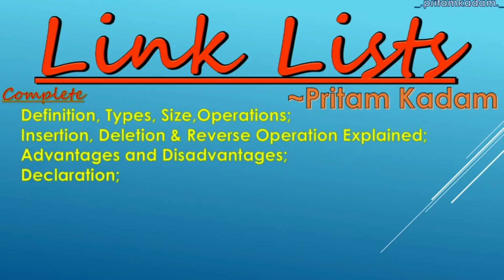So we will go from the definition part to what are the types of the linked list, like circular, doubly, then what is its size, what are the operations we can perform in it, insertion, deletion and reversion operations. I will explain them theoretically and in code format also. Then its advantages and disadvantages. Then how to declare it, what is the syntax and all.